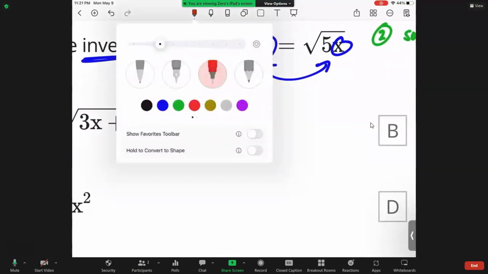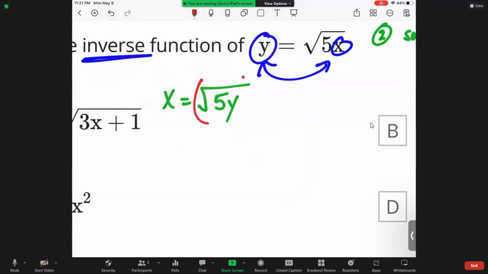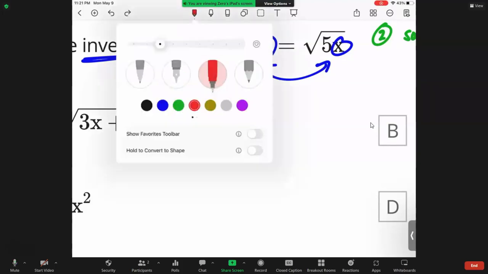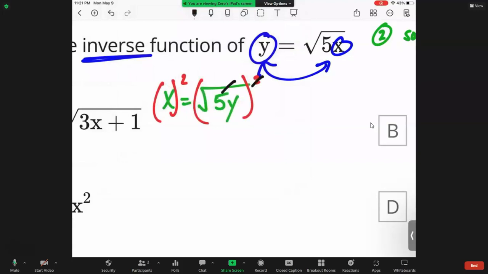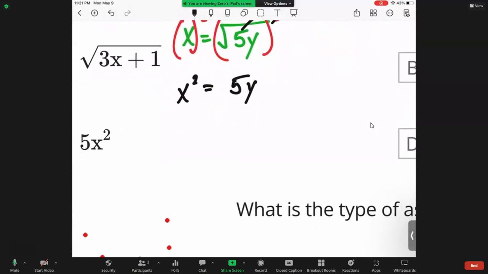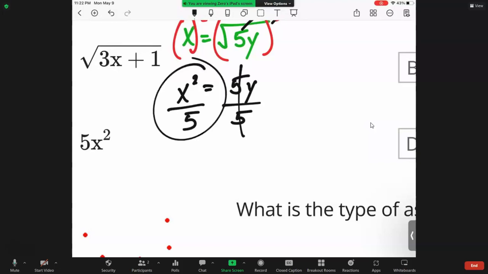Now I want to get the y by itself, right? But I can't because the square root's in the way. So how do you get rid of the square root? You put a little 2 on top, you square it. If you square the right side, you gotta square the left side. Now remember, what does that little 2 do? This 2 cancels that sign. Okay, that's what happens. So this is x squared equals 5y. You want to get the y by itself, so divide by 5. So that's our answer. Let's go find it.